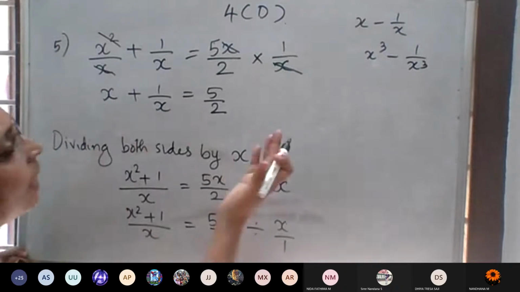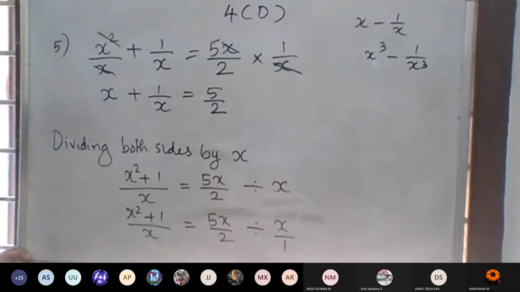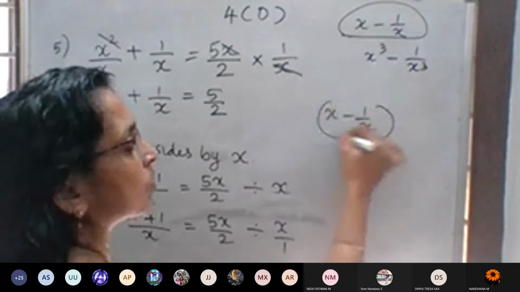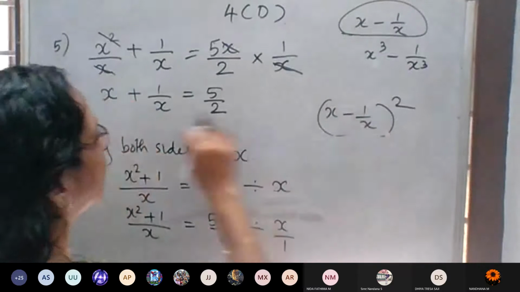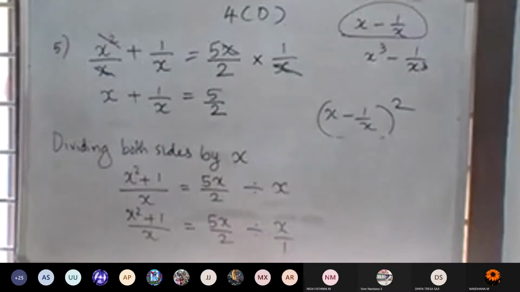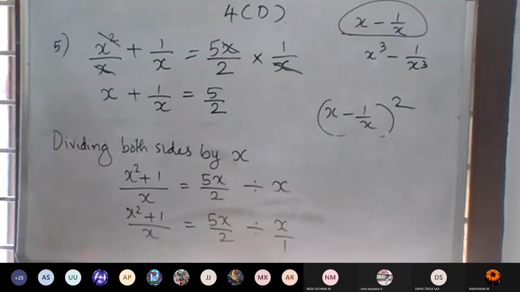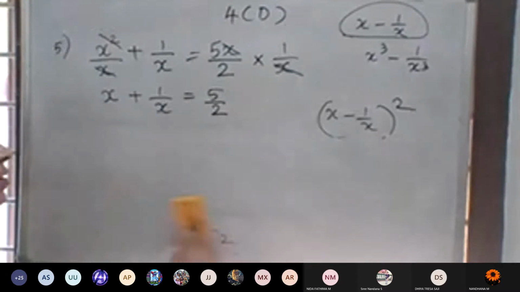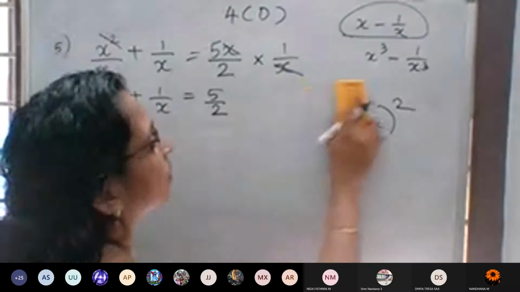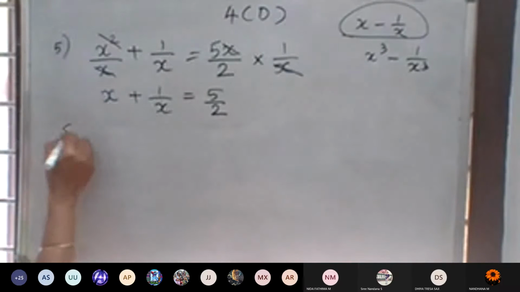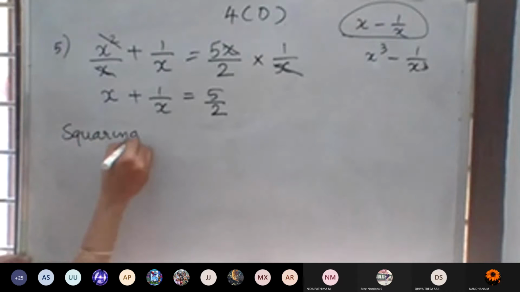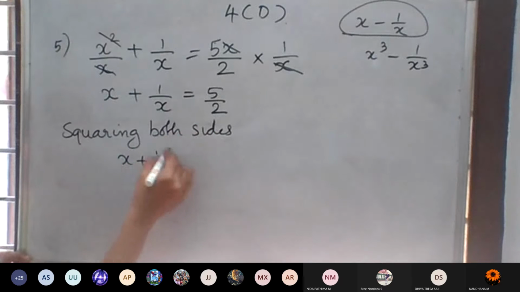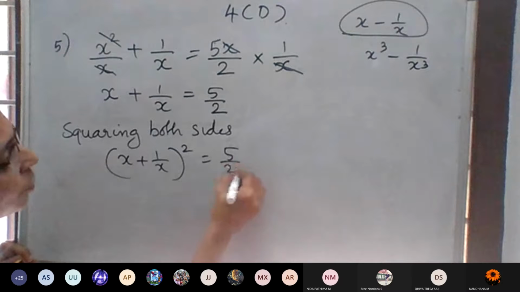What we have, that only we have to square or cube, then only we will get the values. x minus 1 by x we need, means x minus 1 by x the whole square we need. Isn't it? For that we need to do something with this x plus 1 by x. Squaring both sides. Usually we are doing that now. Squaring both sides. x plus 1 by x the whole square is equal to 5 by 2 the whole square.